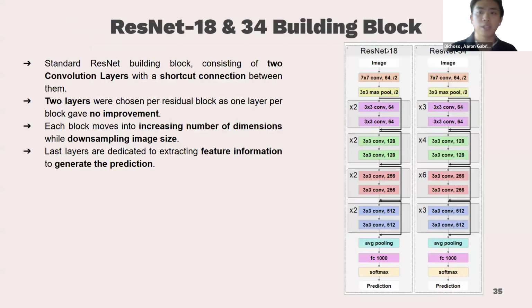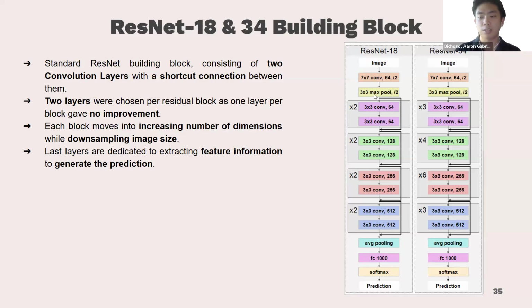So let's start first with the ResNet 18 and ResNet 34. It consists of 2 convolutional neural network layers for each block, for each group, and with a shortcut connection between them, because from their testing, they found that 1 layer per group or block gave no improvement. So they tested 2 blocks per group instead.